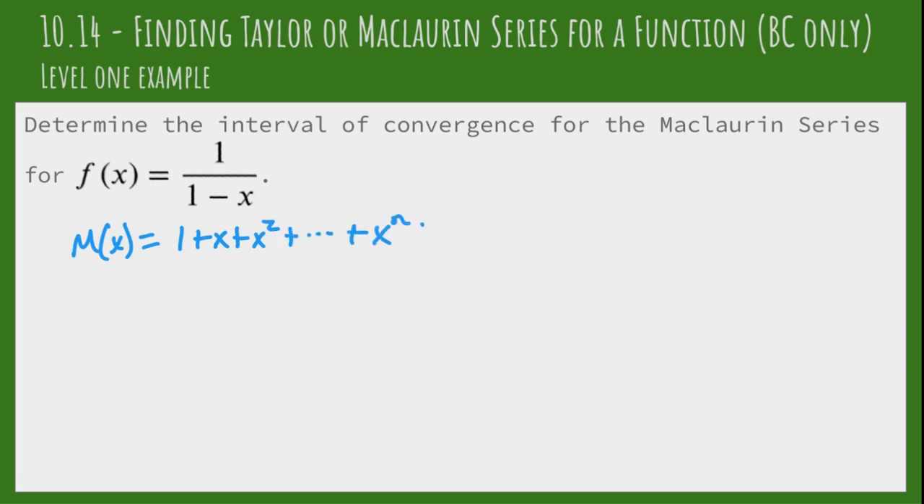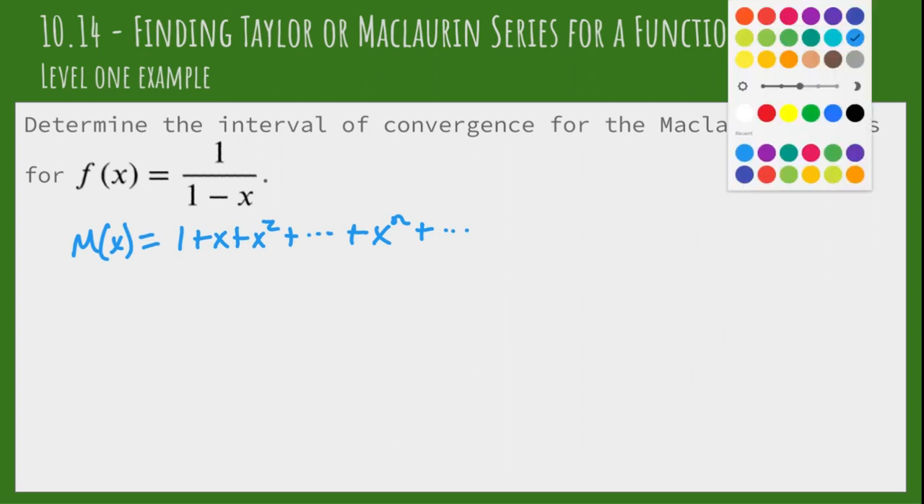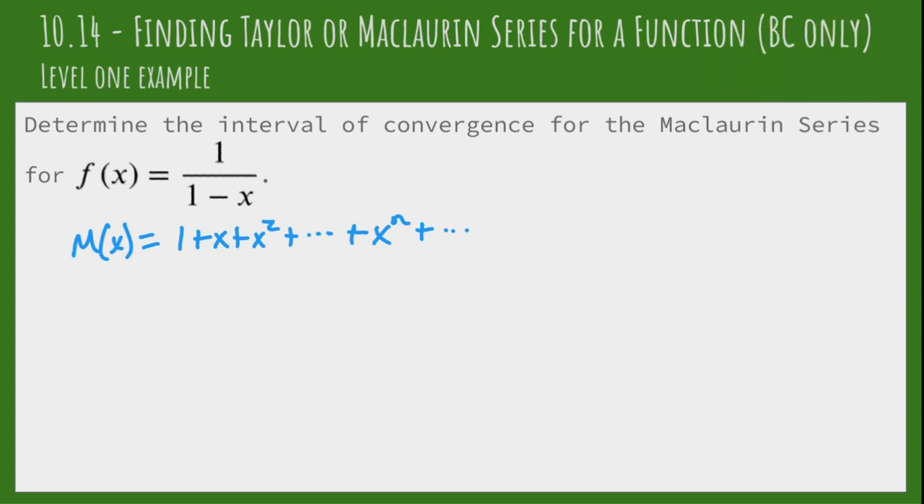And what's going to be useful here for the ratio test is going to be that nth term. So remember, for the ratio test, we're looking at the limit as n approaches infinity of the n plus first term, which is going to be x to the n plus 1, over the nth term, which is x to the n. And we have one more x on top than on the bottom. So this is just going to equal the absolute value of x.